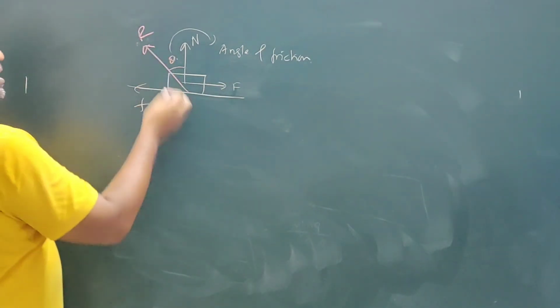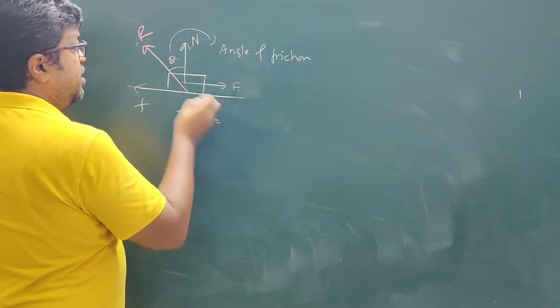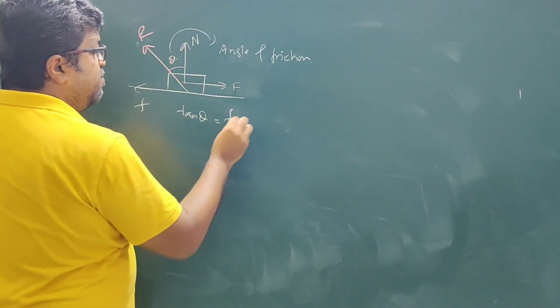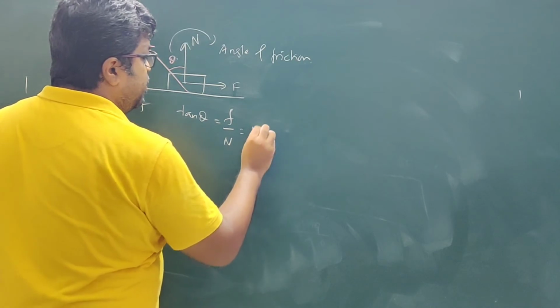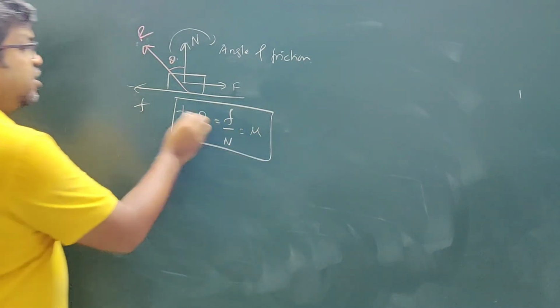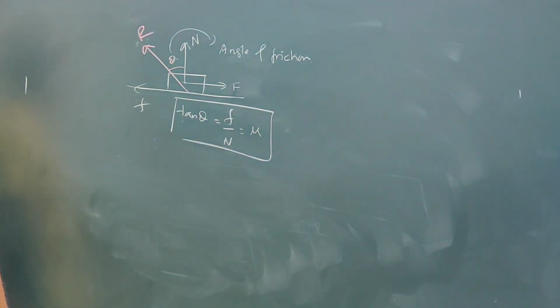Now as you can see here, tan theta will be equal to perpendicular by base, so that is f by n, which is equal to the coefficient of friction. So the tangent of the angle of friction is equal to the coefficient of friction.